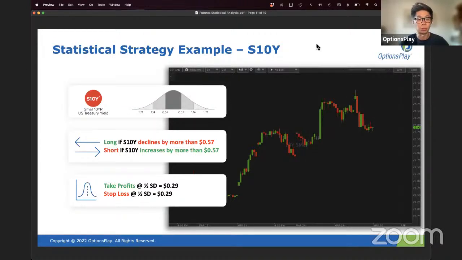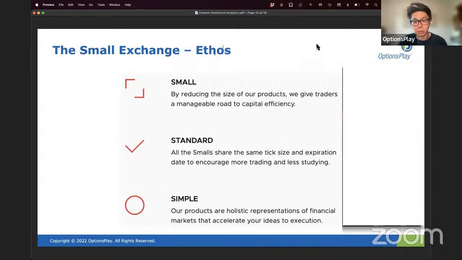Perfect. Okay, so let's talk a little bit about the Small Exchange, Frank, because you guys have the ethos of building small, standard and simple futures contracts that are accessible to everyone. So if you don't mind, just talk us through this concept of building small, standard and simple products, and what products you guys have and what products are coming out.